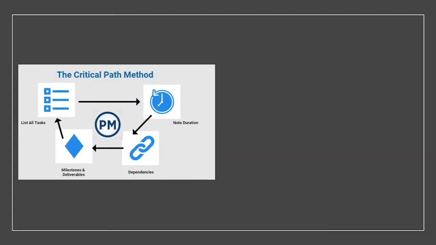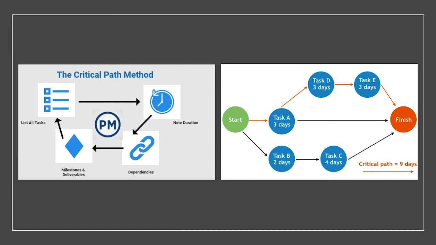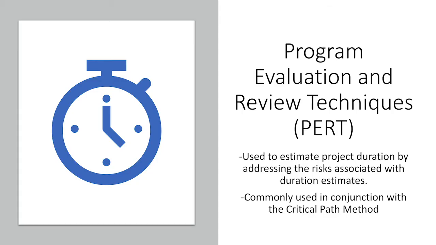The network diagrams are used to analyze the earliest time by which the project can be completed. This is known as critical path analysis. The critical path is the longest path through the network diagram, but also the shortest amount of time required to complete the project.